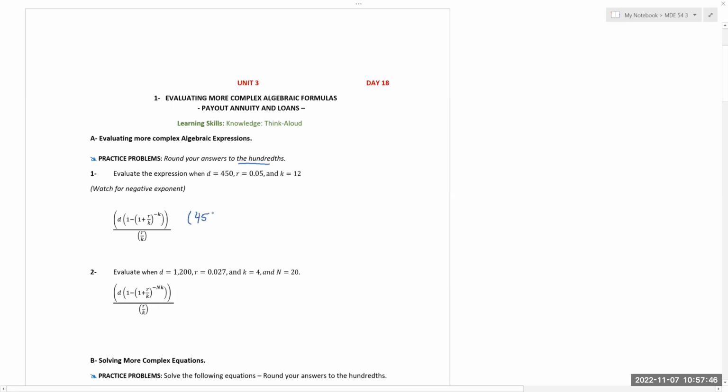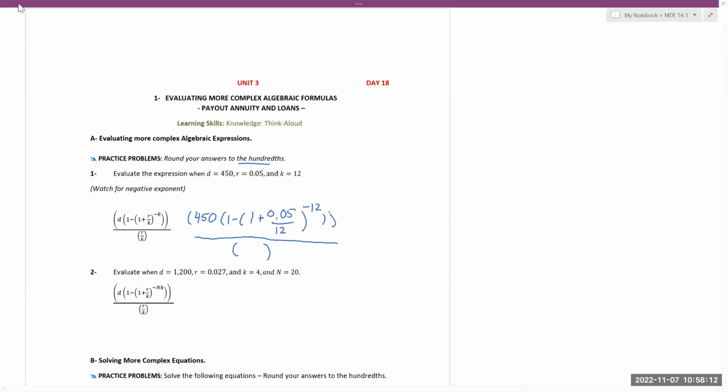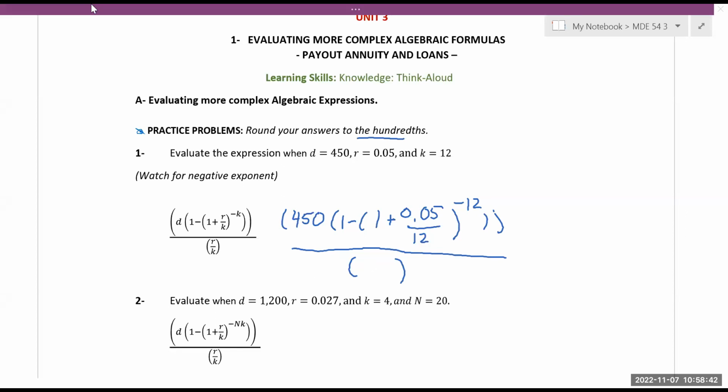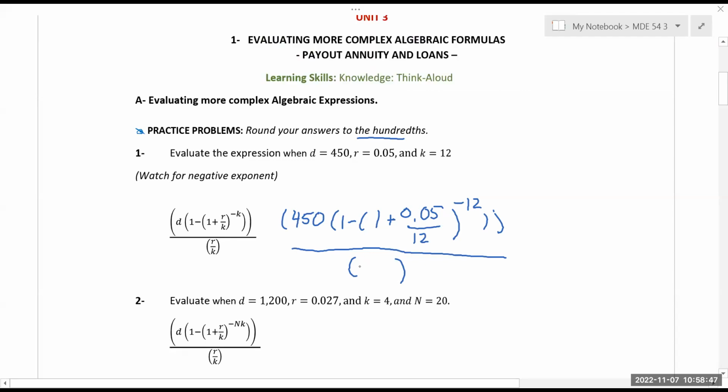So we're going to do the 450, 1 minus 1 plus. I'm filling in exactly what they gave me. 0.05 divided by 12. And then this says negative K, parenthesis, and then divided by R divided by K, which is 0.05 divided by 12.